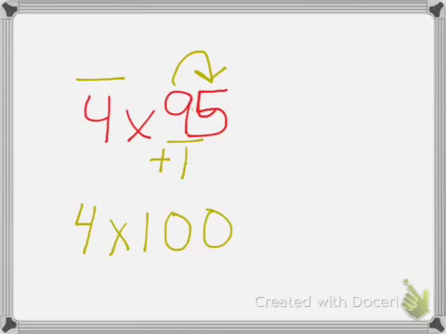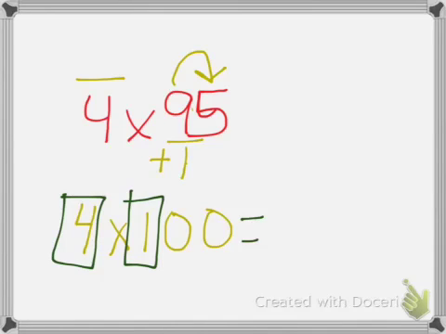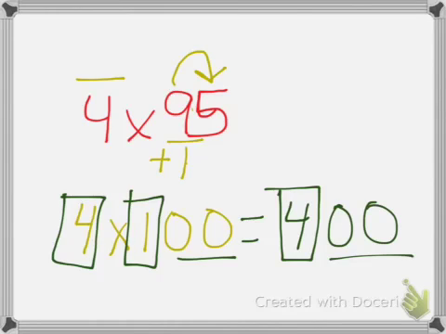Now I'm just boxing and underlining. 4 times 1 is 4, and everything behind it with 2 zeros.